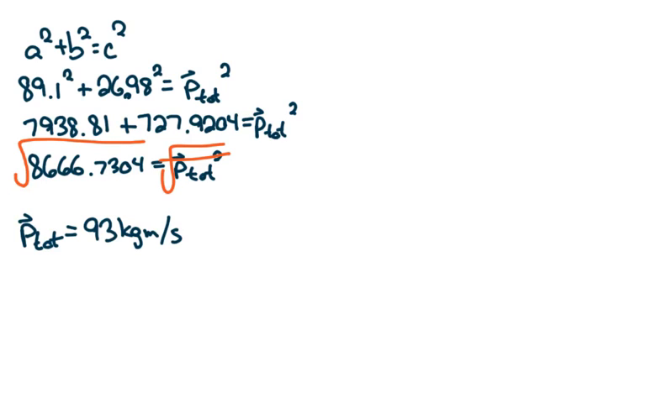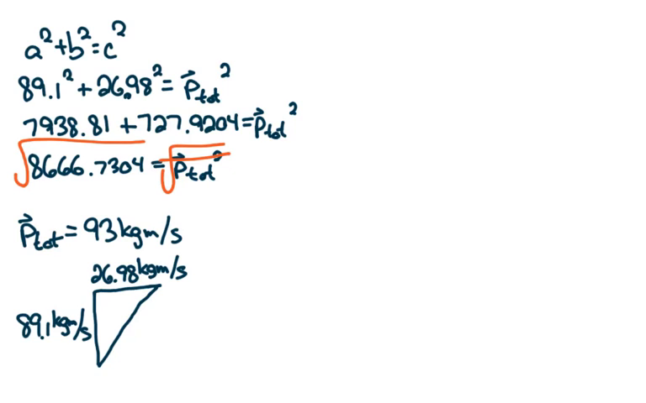That is not quite enough to fully answer this question. Because we are dealing in 2 dimensions, we do need a very specific direction. Saying that we're going northeast is not good enough. We need a specific angle. So I'm just going to draw out that diagram again. We had 89.1 kilogram meters per second to the north, 26.98 kilogram meters per second to the east. And what we're really concerned with the angle is this angle here.